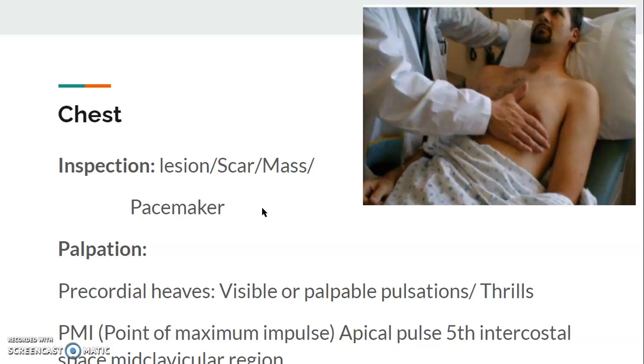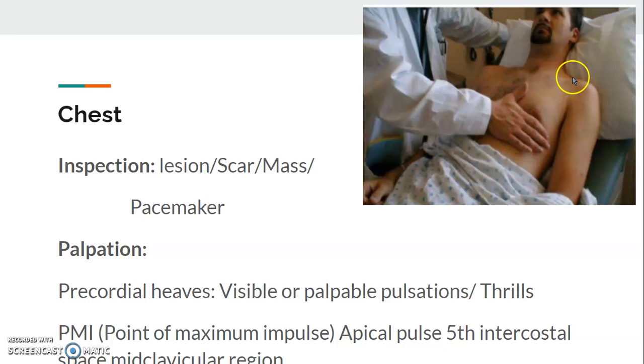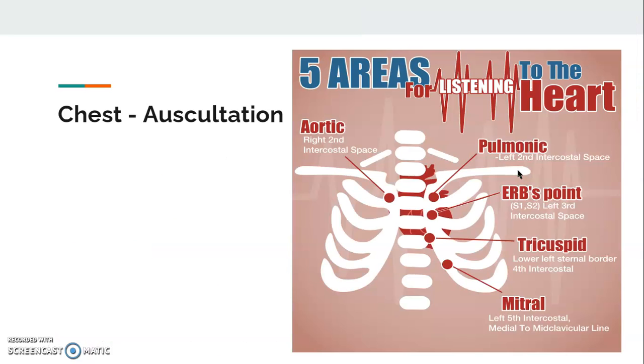The next one is chest. In chest inspection, you will look for lesion, scar, mass and pacemaker. And in palpation, you have to keep your palm on this place like the picture showed, and you will look for precordial heaves, visible or palpable pulses, and you will check the apical pulse by keeping the palm in the fifth intercostal space, midclavicular region.